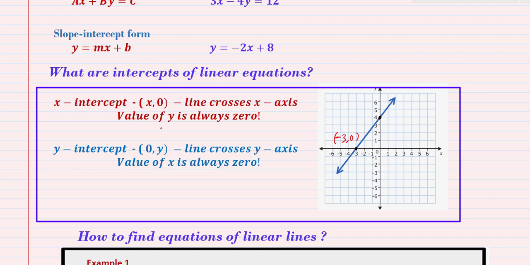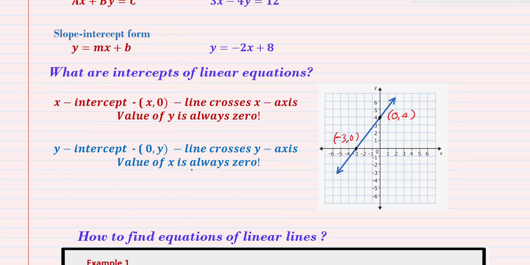Y-intercept, where the line crosses the y-axis. On this graph, the y-intercept is going to be 0 and 4. If you notice, the value of x is always going to be 0. Keep in mind, x-intercept, y is equal to 0. Y-intercept, x is equal to 0.